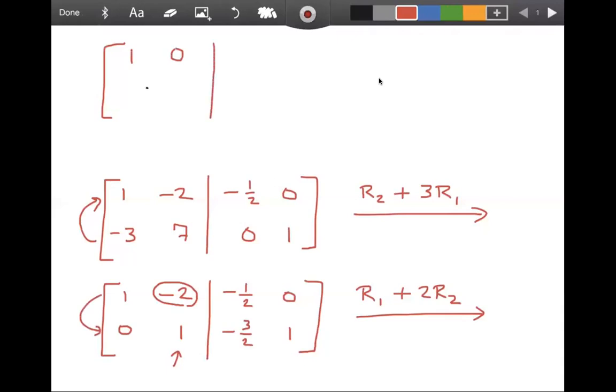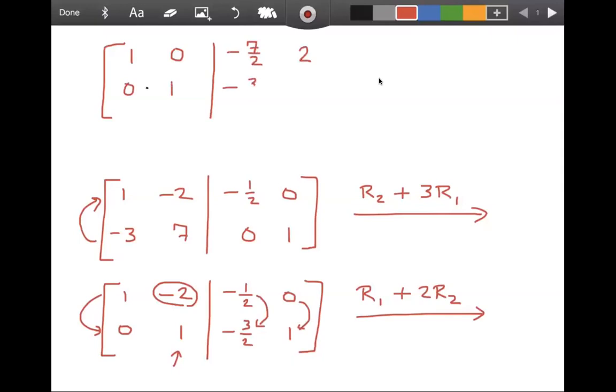Okay, negative 1/2 plus 2 times negative 3/2. Sometimes they get a little tricky here. So negative 1/2 plus 2 times negative 3/2 is negative 1/2 plus negative 3. Negative 3, let's think of that as negative 6/2. So negative 1/2 plus negative 6/2 is negative 7/2. And then 0 plus 2 times 1 is 2. And we like row 2 just the way it is.